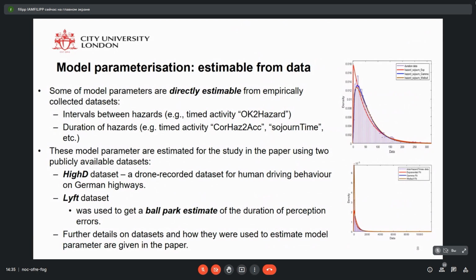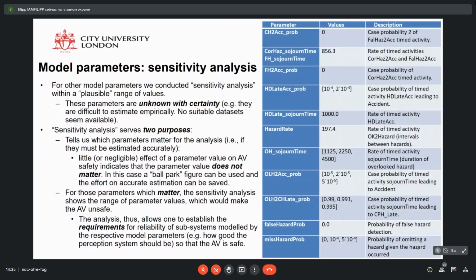By now, you should be clear on what we have been doing. And then there are model parameters. The ones that are estimable from the data set, I already explained how this is done. And for the remaining parameters, which are the transitions to the accident, we use sensitivity analysis.